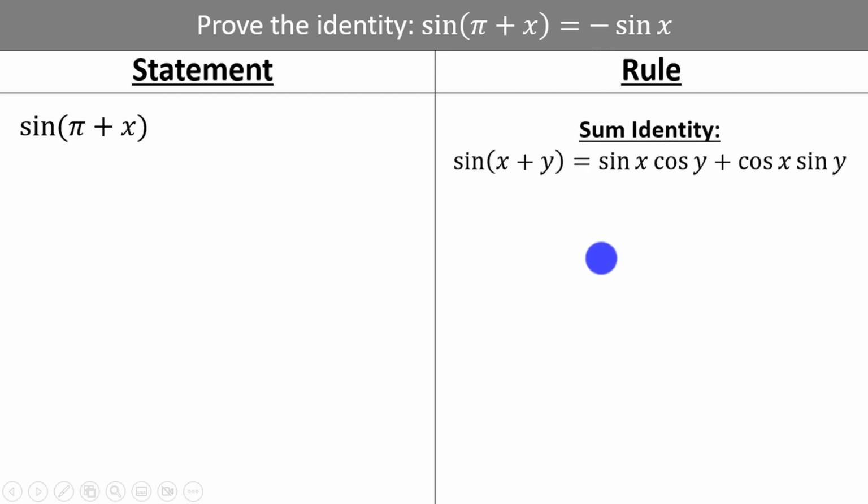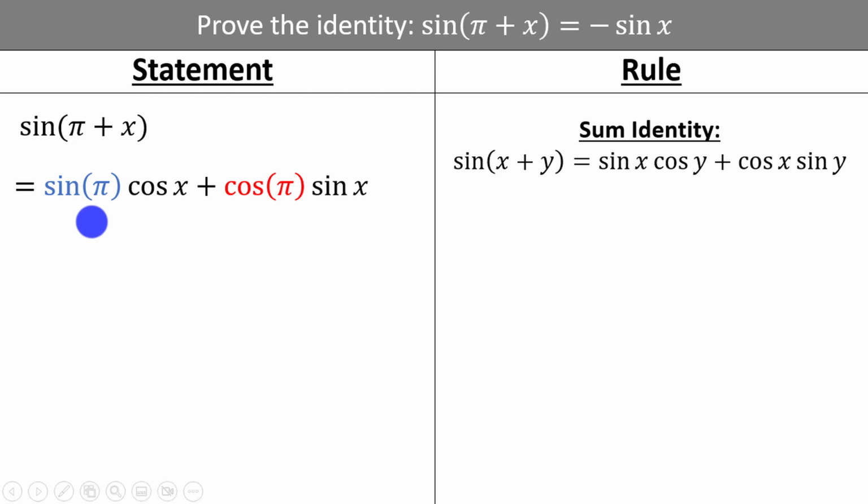We note that the sum identity for sine is sine of x plus y is equal to sine of x times cosine of y plus cosine of x times sine of y. Let's apply that to our problem. We have sine of pi times cosine of x plus cosine of pi times sine of x.